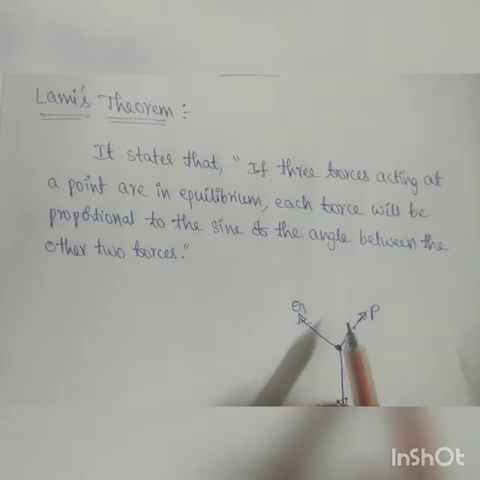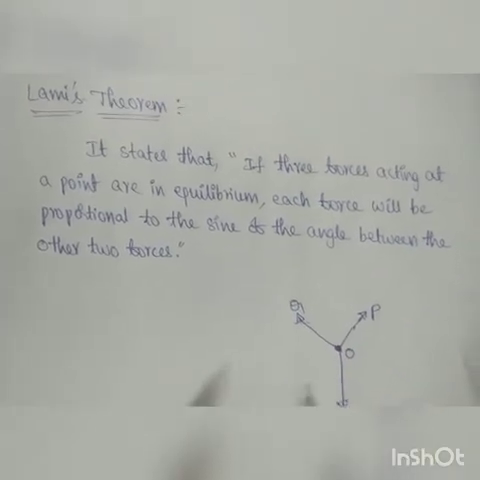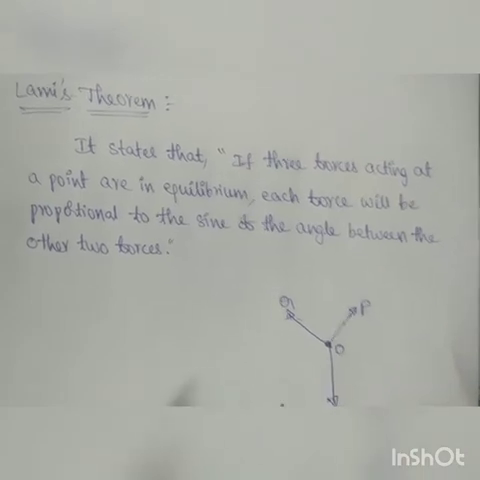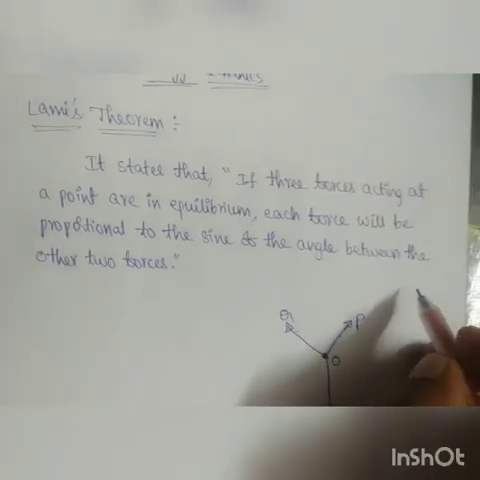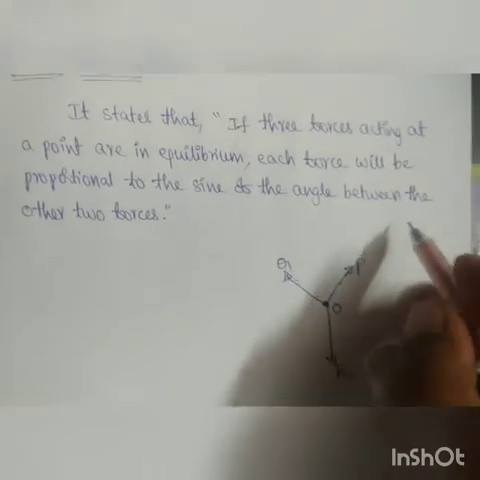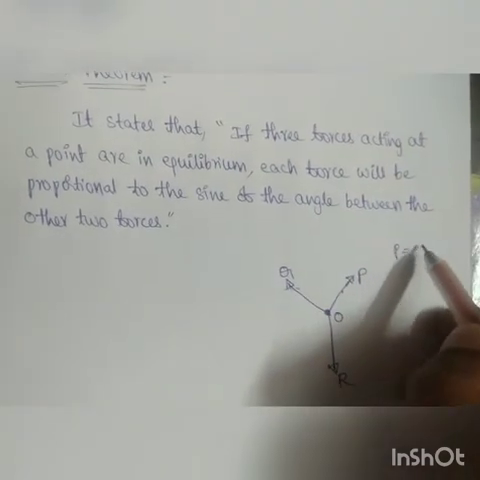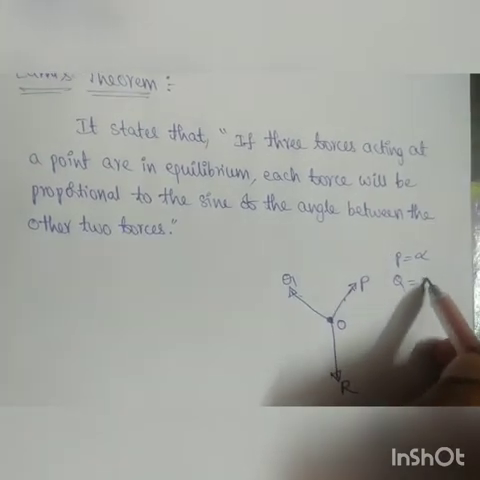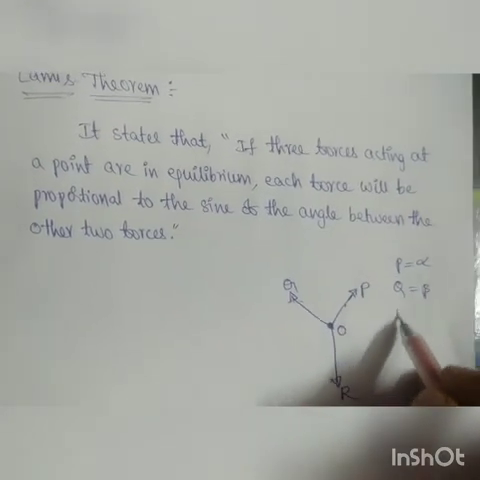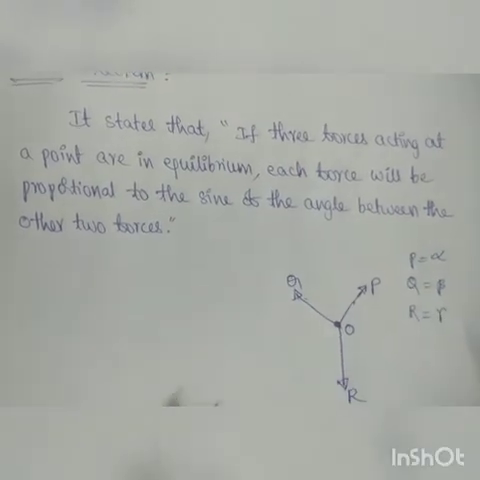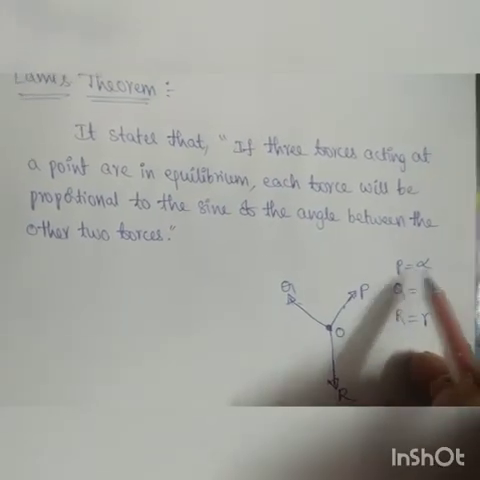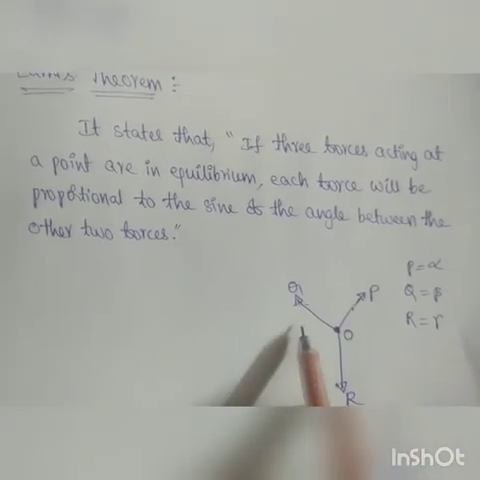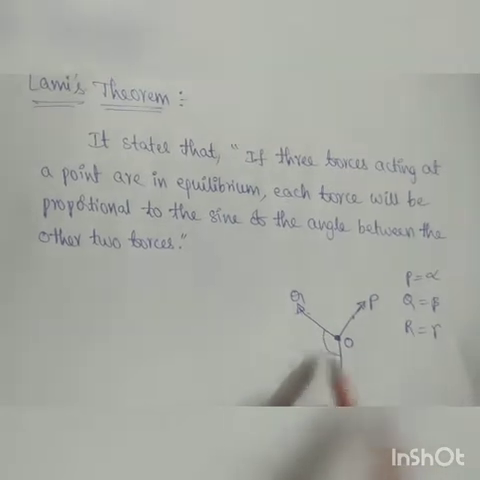Each force will be proportional to the sine of the angle between the other two forces. Meaning, if we are assuming for P the angle as alpha, and for Q the angle as beta, and for R the angle as gamma, the alpha should act opposite to that of P in between the other two forces.